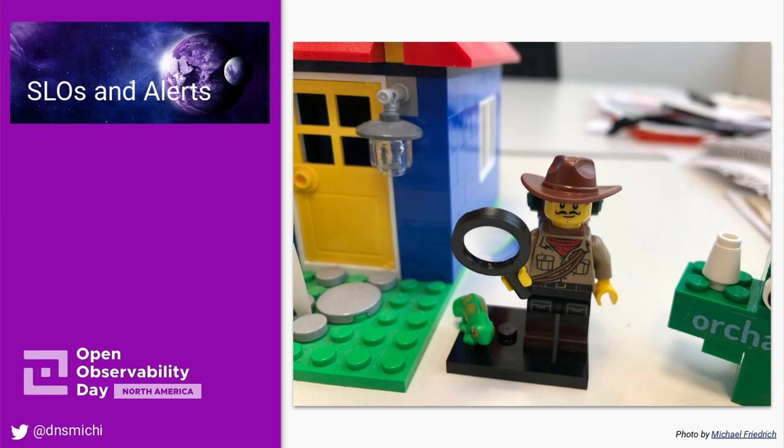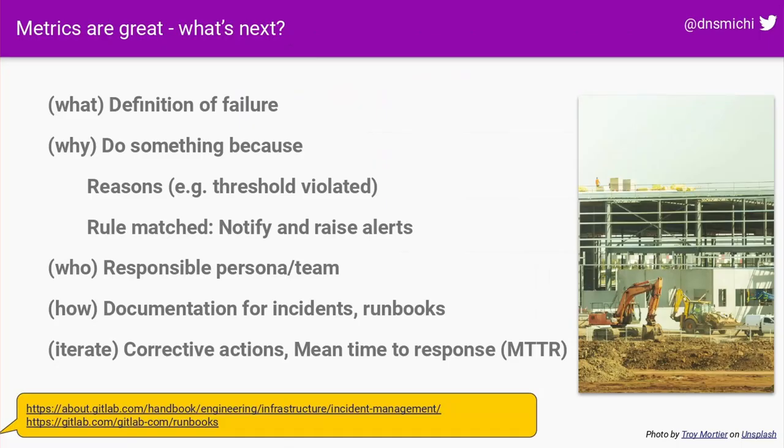So the idea is to say metrics are great, but what's next? Defining the definition of failure, the what, then do something because maybe a threshold was violated or a specific rule was matched to modify and raise alerts. The who, which needs to be the responsible persona and team, and going to the how, which can be documentation for incidents, runbooks, corrective actions, and so on, which also means reducing the mean time to response or the mean time to resolve, depending on the definition.